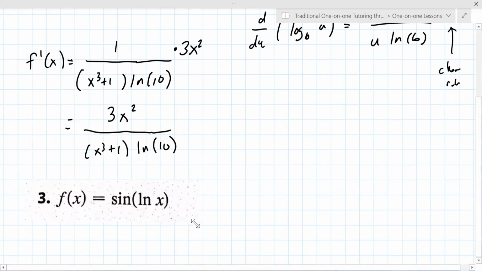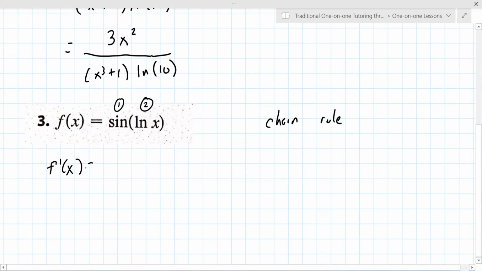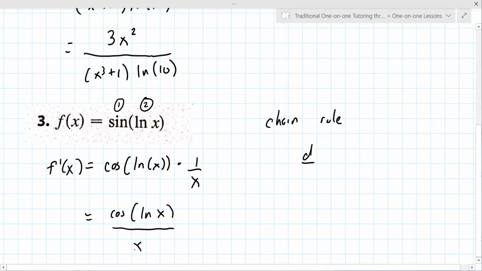So number 3 is the sine of the natural log of x. This is a chain rule question. You have your outside and then your inside function here. The derivative of sine is cosine. You always keep the inside function, and then you multiply by the derivative of the inside function, which is 1 over x, just 1 over x. And if you want, you can rewrite it as cosine natural log x over x to make it pretty.